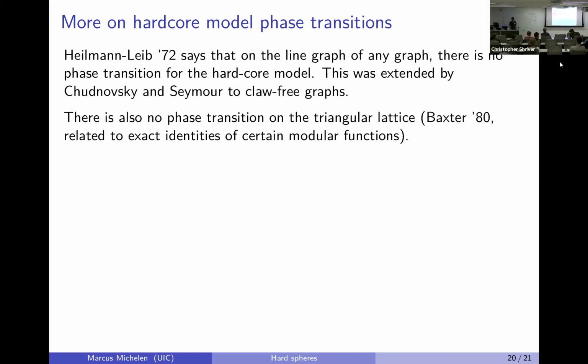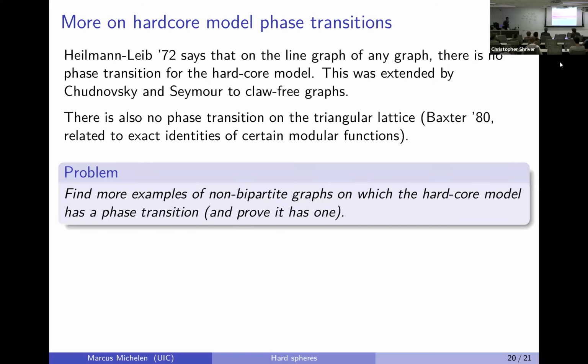There's also, for a different reason, no phase transition on the triangular lattice. This is proven by Baxter. This is the so-called hard hexagon model, and it uses some really exact miracles about certain modular functions. So a general problem is to find some more examples of non-bipartite graphs on which the hardcore model has a phase transition. And also, maybe it's a little rude for me to add this here, but also prove it has one.